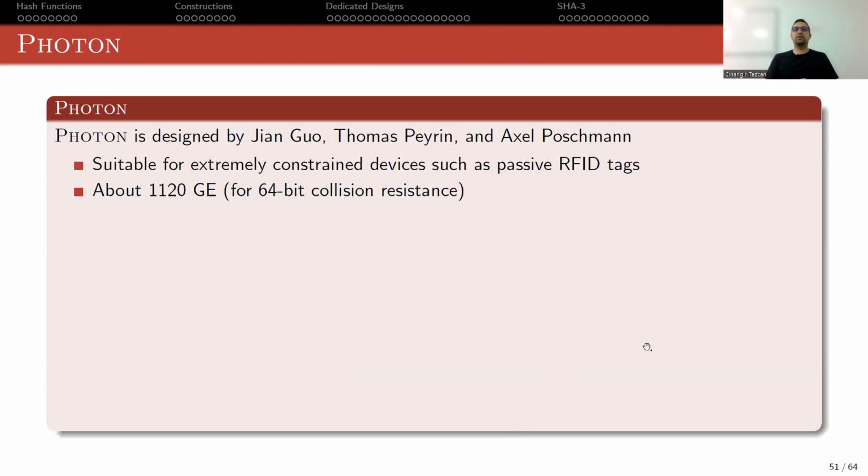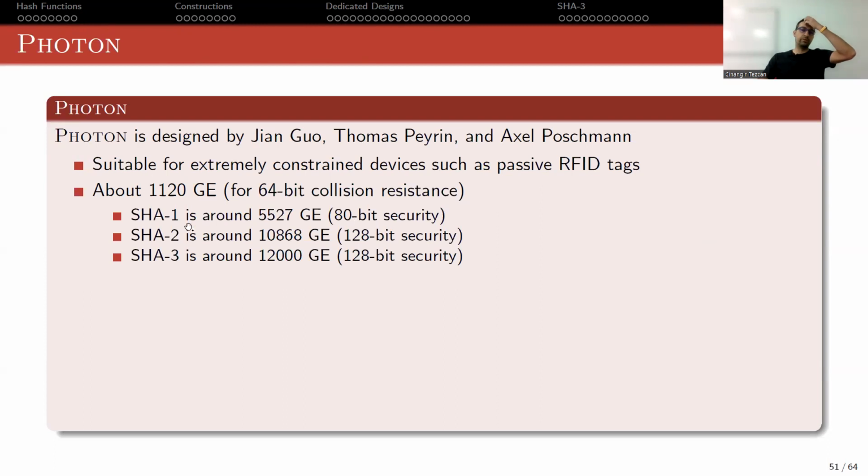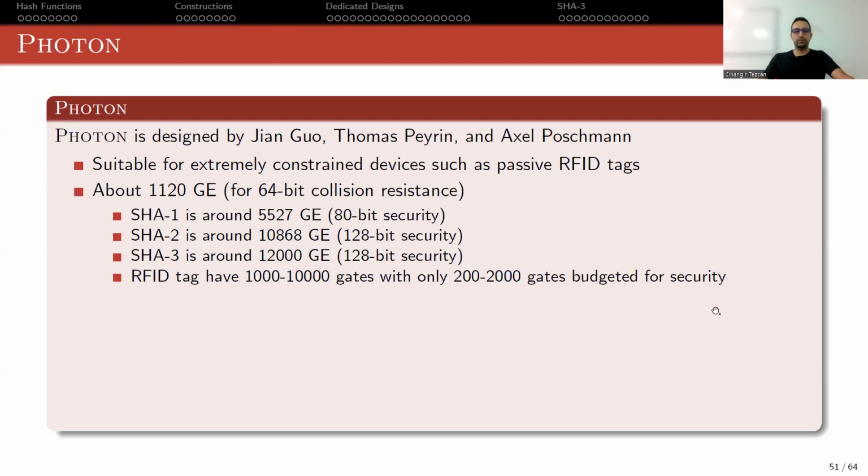So let us look briefly how these algorithms work and what are the speeds and so on. So PHOTON is designed by Jian Guo, Thomas Peyrin, and Axel Poschmann, suitable for extremely constrained devices such as passive RFID tags. And for the 128-bit hash output, they have an implementation which has about 1,120 gate equivalents, which is really small if you think about it. So if we compare with other algorithms, they require a lot more gate equivalents. This is why we call them lightweight, actually.